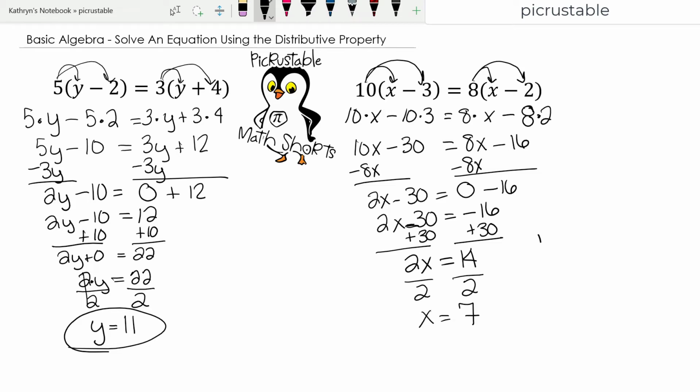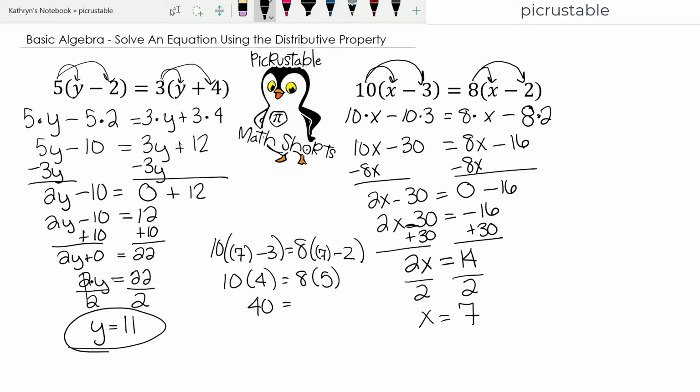But let's check that just to make sure. And I like to put a parentheses everywhere I have a variable. 10 and a parentheses, 8 and another parentheses. And we think our answer is 7. So I'm going to put 7 in for my x's. 7 minus 3 is 4. 7 minus 2 is 5. Well, 10 times 4 is 40. 8 times 5 is 40. Well, look at that. Did you get x equals 7? I know you did. Good job.